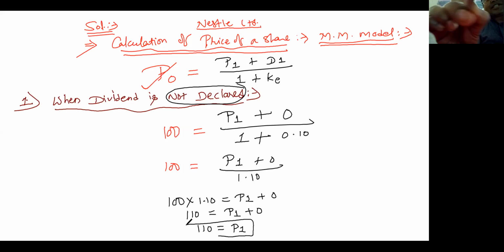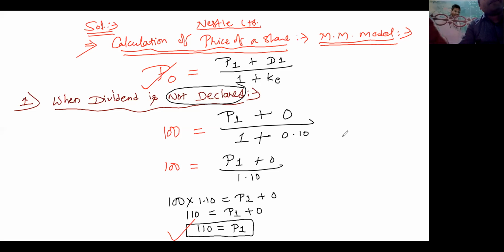So your P1 is what beta? 110. This is your P1, right? So market price at the end of year 1 is what? 110. Clear? When dividend is not declared, your market price will be 110. That's it. Clear beta?